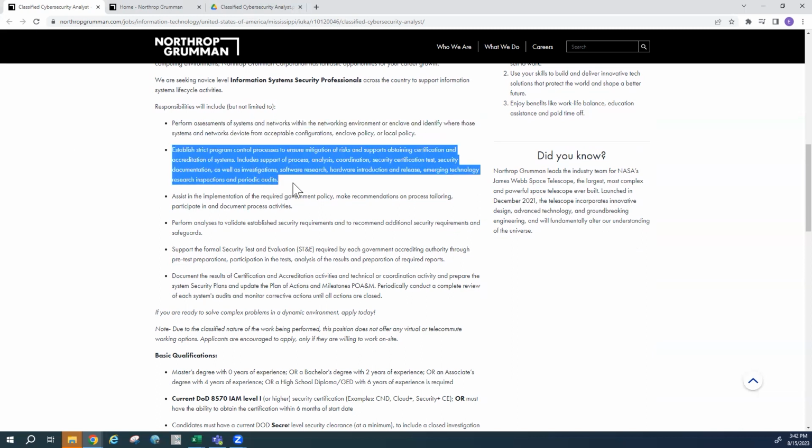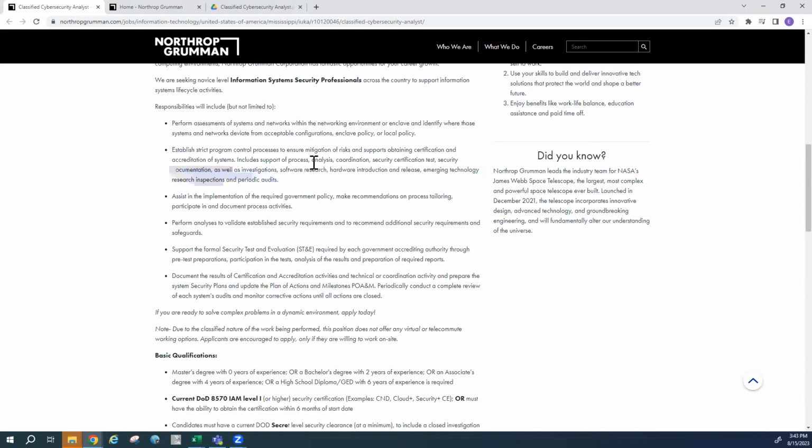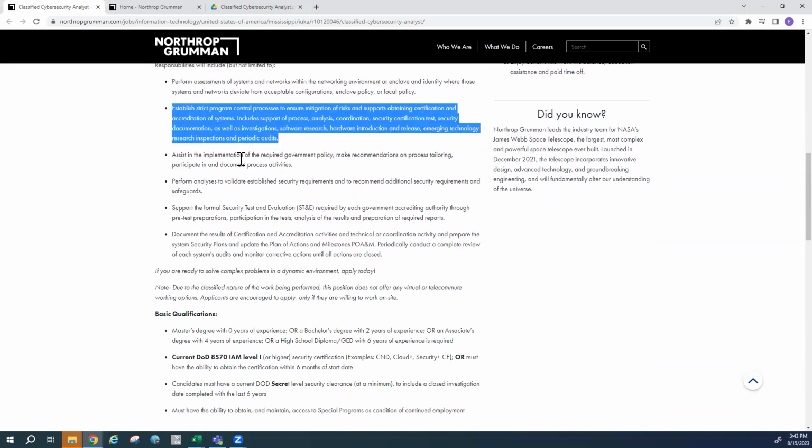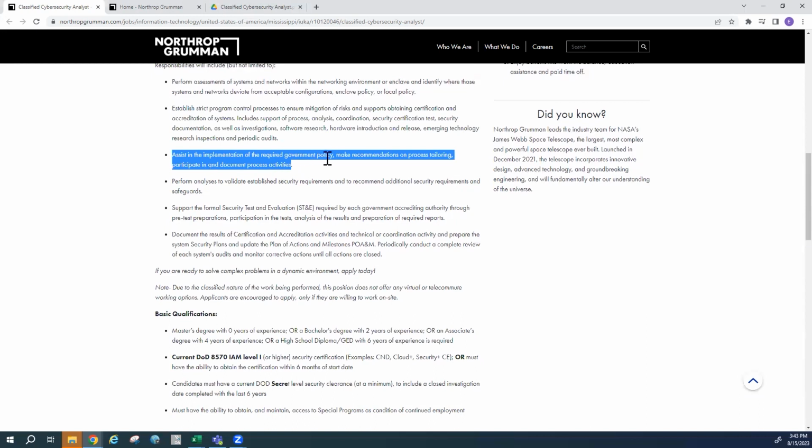Now, for this: establish a strict program control process. What am I going to do here? Basically, you're going to establish just what it says. Establish a strict program control process to ensure mitigation of risk and support obtaining certification and accreditation of system. You're basically going to be doing things that will make sure that before the systems are being used or changed, you ensure that they perform risk analysis and you get certification and accreditation of those systems. That's what this is all about. You're also going to assist in implementation of the required government policy, because these guys get government contracts, they're going to need to be in compliance with the required government policy. So you're going to also help them in implementation of those policies.